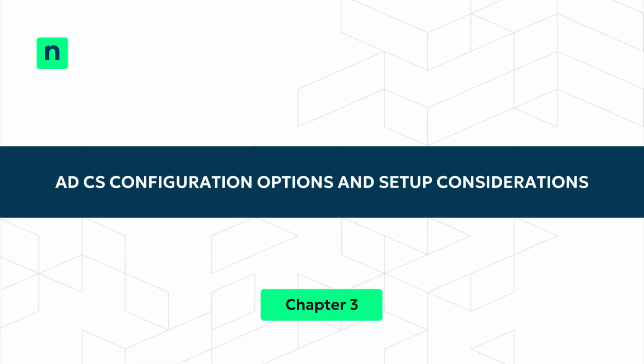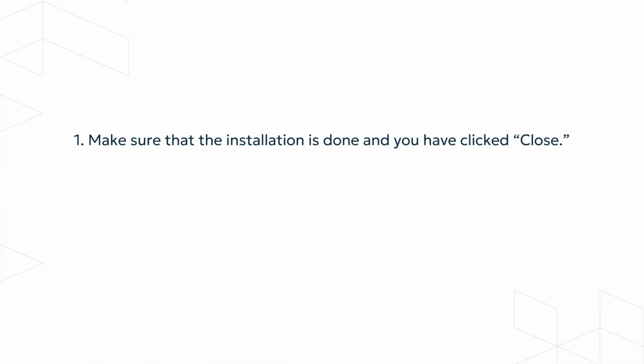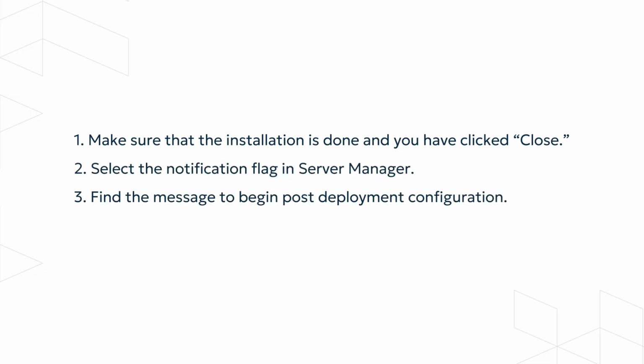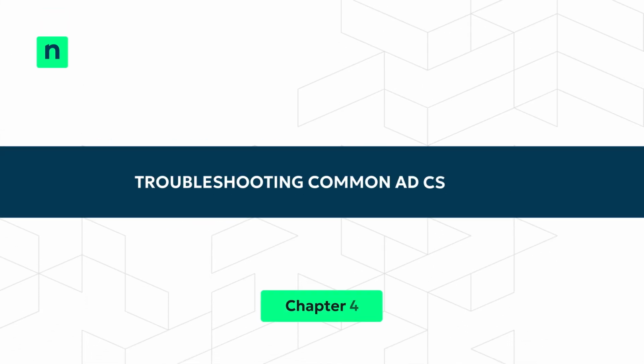To configure ADCS, make sure that the installation is done and you have clicked Close. Then, select the notification flag in Server Manager and find the message to begin post-deployment configuration. Click the link to start the configuration. Even if you configure ADCS perfectly, you might encounter some issues. Here are common ADCS issues and how to resolve them.